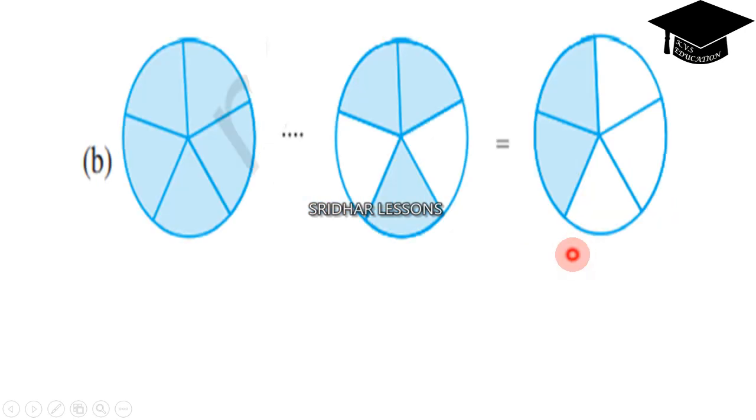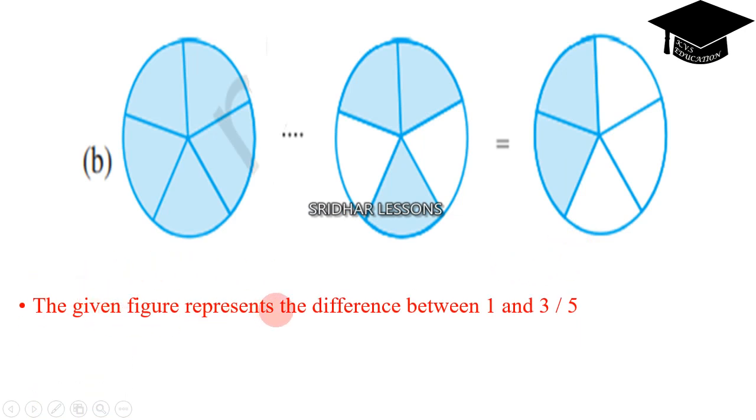And compare this picture. The given figure represents the difference between 1 and 3 by 5. So totally shaded or totally not shaded will be treated as one whole. For the next one, 3 parts were shaded. So it is 1 minus 3 by 5, which equals 2 by 5. 2 parts were shaded.